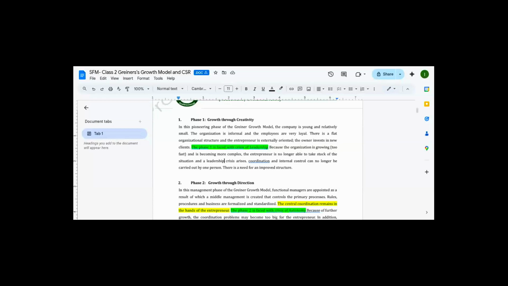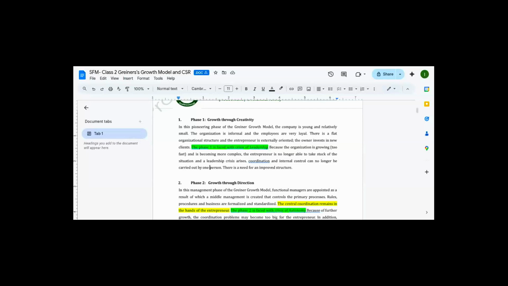leadership crisis will arise. Because as they are calling him here, "Hello sir, manager." This one we call, "Hello sir, some customers are waiting for you." "Sir, we have a problem with the plant." "Some machines are broken down." "Sir, what can we do about this check since you said we cannot collect cash?" You know, all these issues come up, and this will overwhelm the entrepreneur. So coordination and internal control can no longer be carried out by one person.